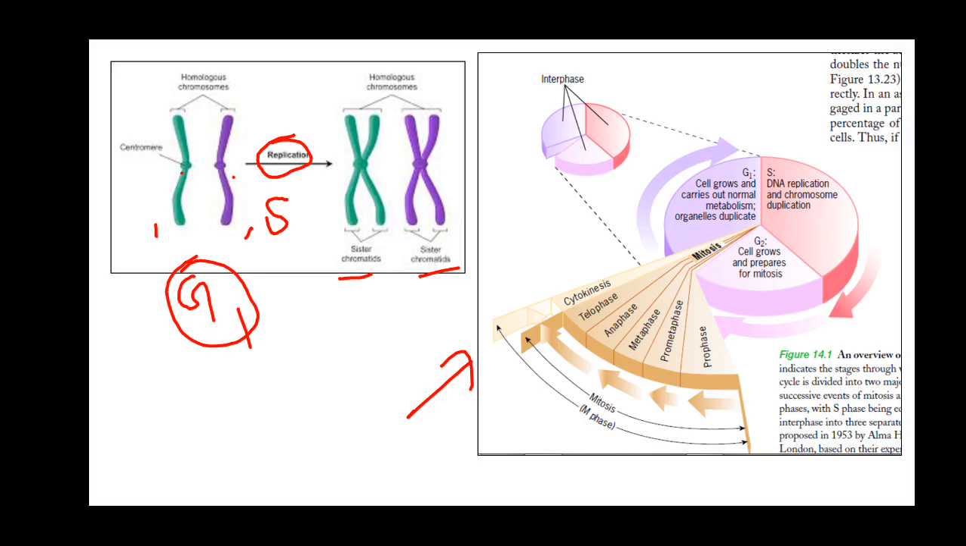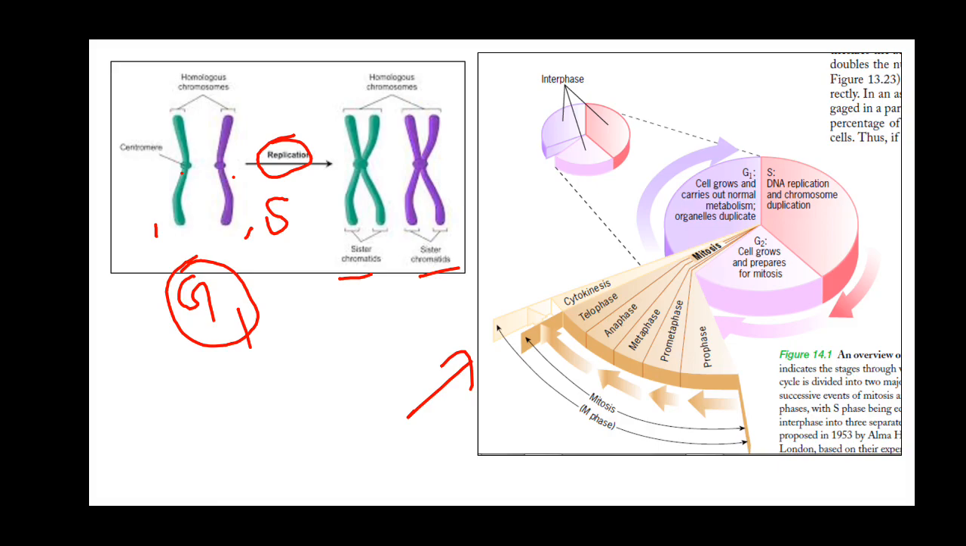cycle. And here in M phase, we can see two events. The first event is either mitosis or meiosis, depending upon the type of cell, as I mentioned earlier. If it is a somatic cell, it will be mitosis, and if it is a germ cell, it will be meiosis. Apart from mitosis or meiosis, another event common in M phase is cytokinesis. That means after the nucleus divides, it is followed by the division of the cytoplasm, which is called cytokinesis.